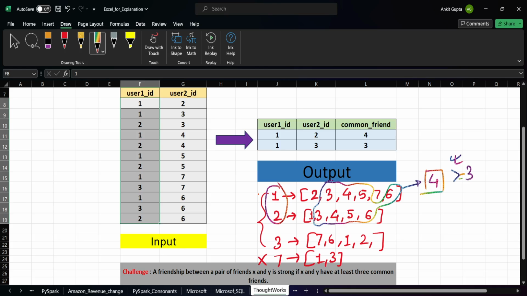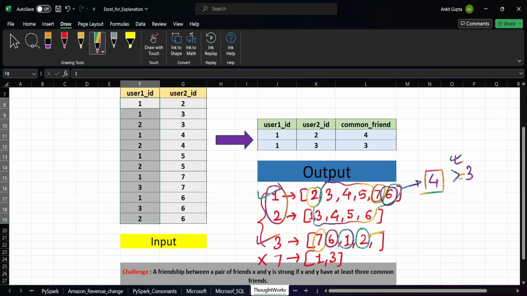Similarly, between 1 and 3, let's see. Between 1 and 3, 7 is there. Yes, 7. 6 is there. Yes, 6 is there. Sorry, 2 is there.